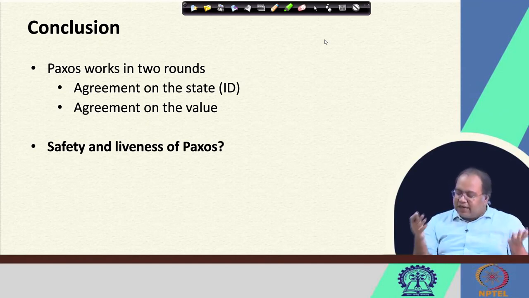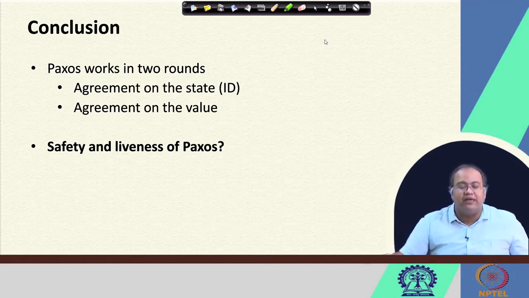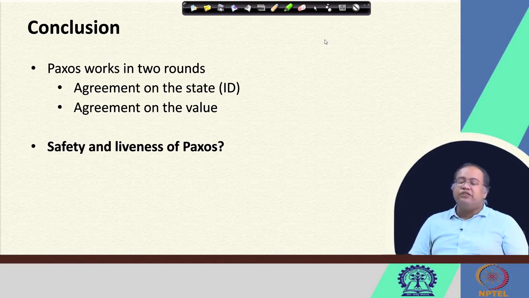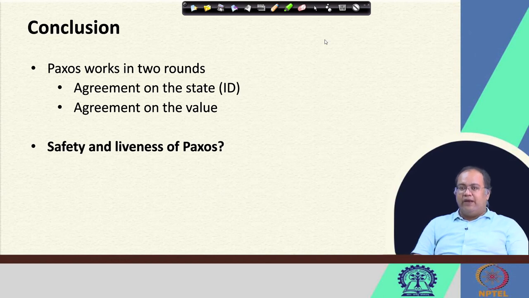So, this is the broad Paxos algorithm, and in the next class we are going to discuss the safety and the liveness properties of Paxos. We are going to see what happens when we try to deviate from safety or from liveness, and how with the help of this majority voting Paxos is going to prevent those kinds of behavior.